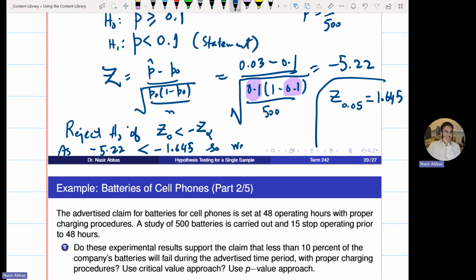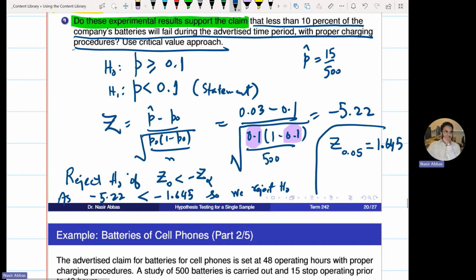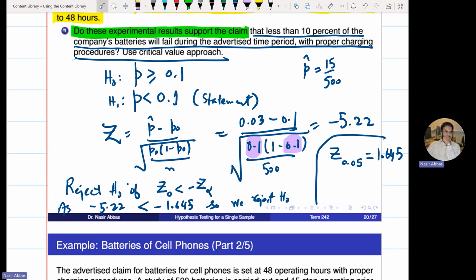So what you do? You reject H0 and conclude what? The claim is true. The claim was H1. You conclude that the claim was true. The proportion is actually less than 10%. Is it consistent with the data? You are trying to check that the proportion is less than 10%, and the data told you that the proportion is actually 3%. Is 3% actually less than 10%? Consistent with the data.